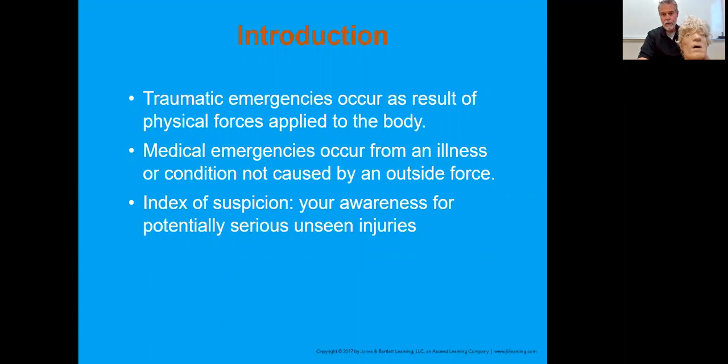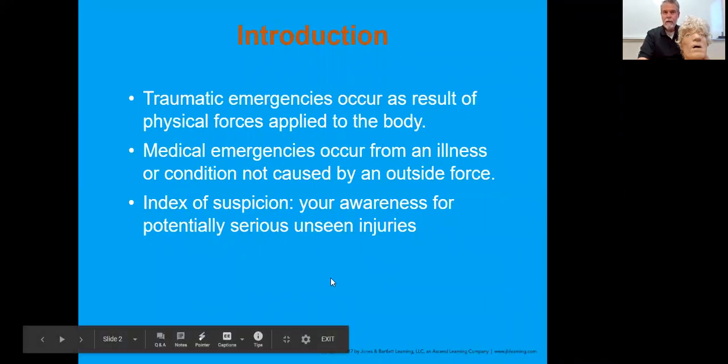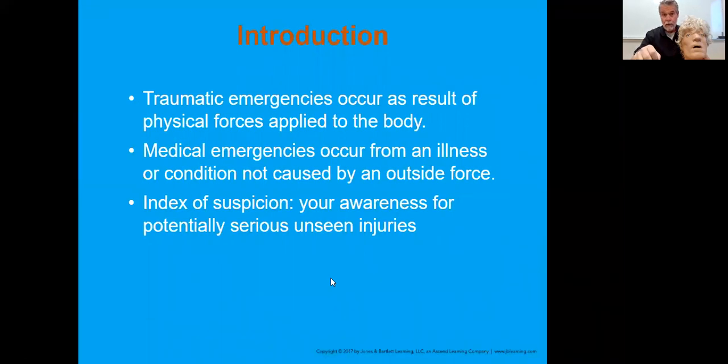The index of suspicion is your awareness for potential serious unseen injuries. If someone's ejected from a motor vehicle, my index of suspicion is that they could have suffered some serious injuries. So we want to make sure we do the proper assessment. We'll go through that as we move through this chapter.